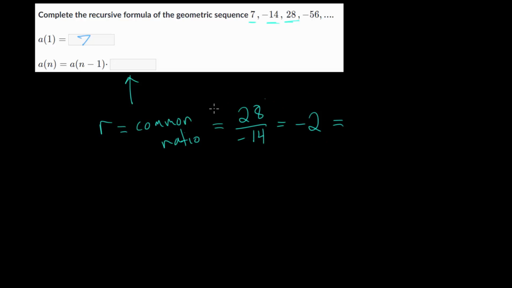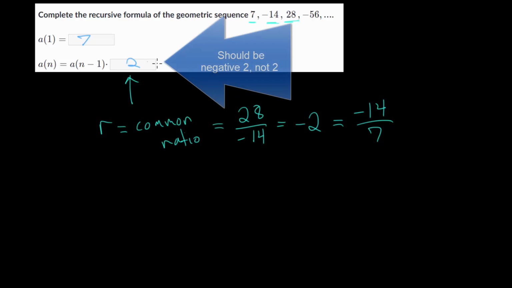But just to prove that this is correct, we could have also done minus 14, divide by 7, since that's before it, and that's also negative 2. So choose any number you want and divide by the one before it to figure out that common ratio. And again, our common ratio is going to go in this box here where we have our pattern.